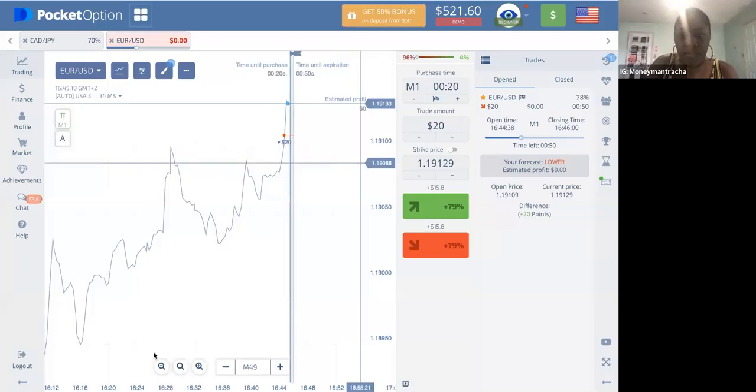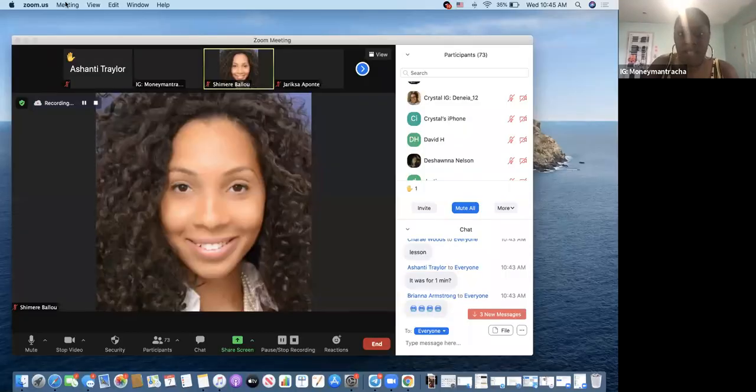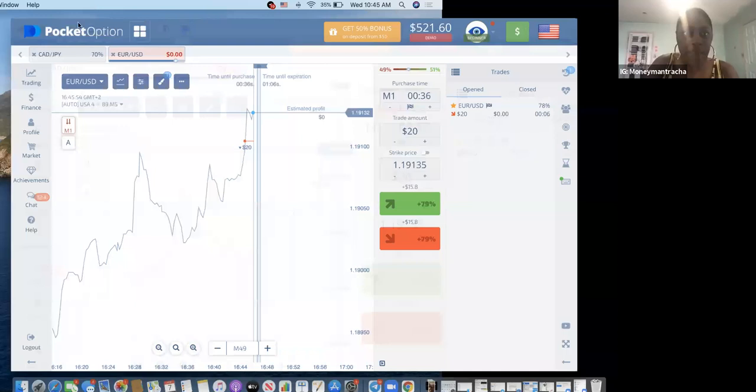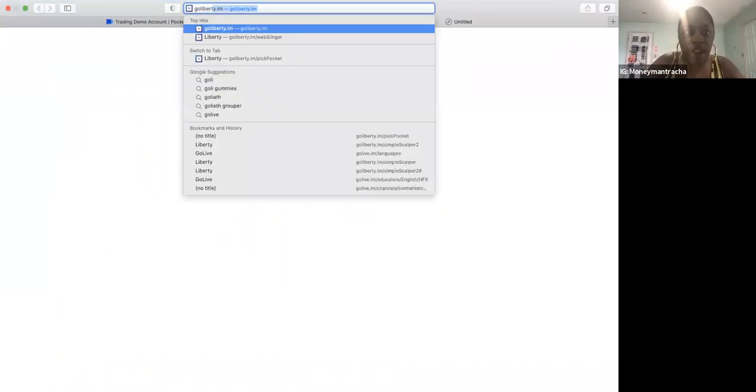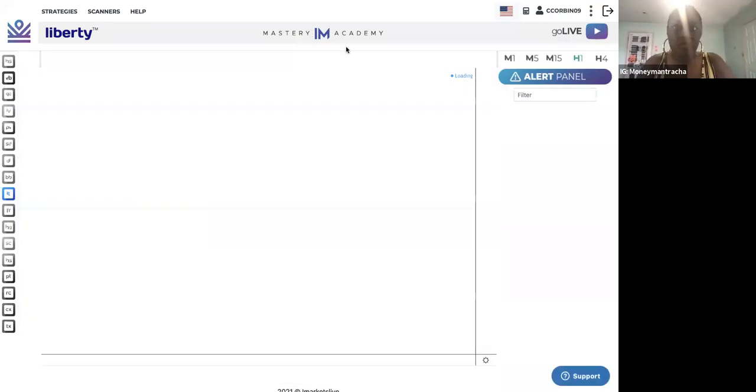Pocket Option be so mad when we clear. Like, they be so freaking mad. All right, let me share my screen again. All right, awesome, y'all. So this is clearly looking like a spike out, but that's completely okay because if we go back to our Liberty scanner, right, we can see, and I saw it.